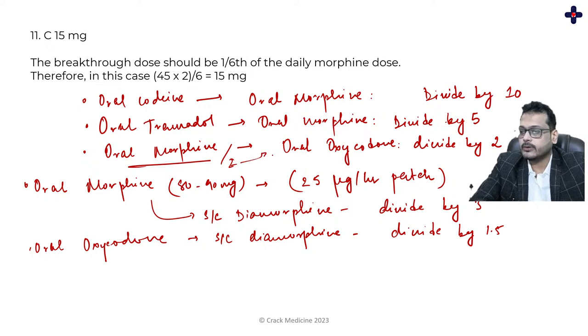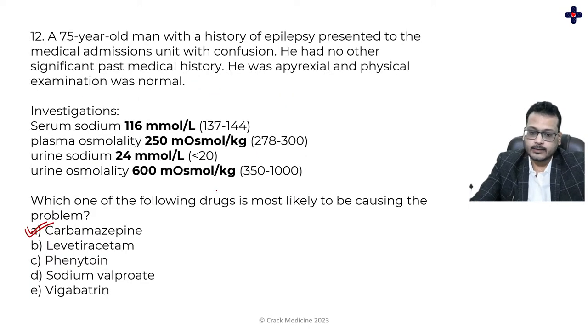oral oxycodone. So oxycodone is double the potency of morphine. So the same here, guys, if you're dividing it by 3, the oral morphine to subcute diamorphine, so this must be double the potency. So you have to divide by 1.5. All right. Okay, let's move on.